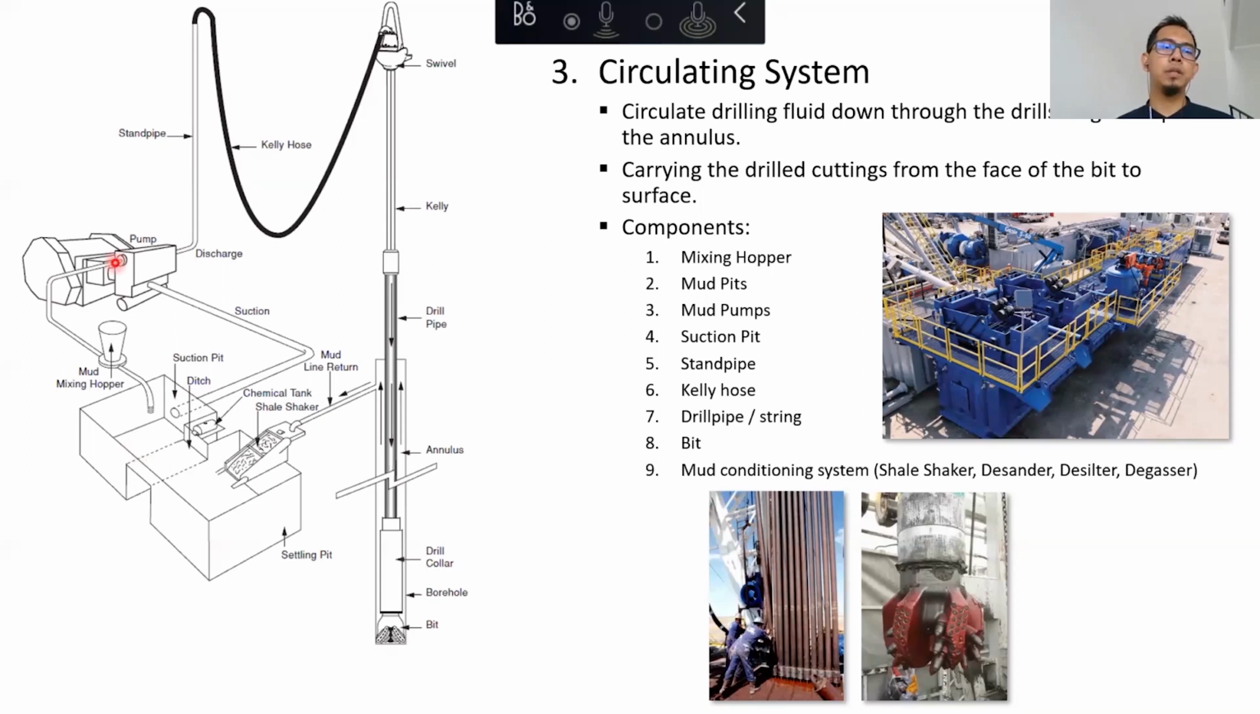the standpipe. The standpipe picture here is a little bit minimalist, but in actual, the standpipe is like a network of piping where you can change from standpipe one to standpipe two, or the other way around. And a lot of valves are involved in there. But basically, the purpose of the standpipe is to connect the fluid from the mud pump to the Kelly hose.